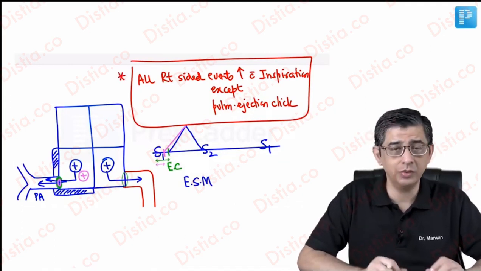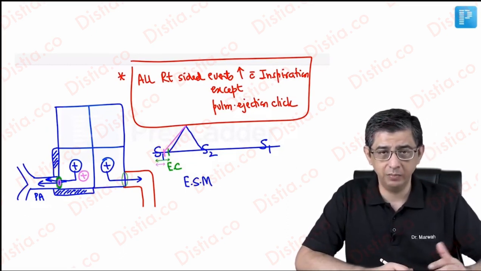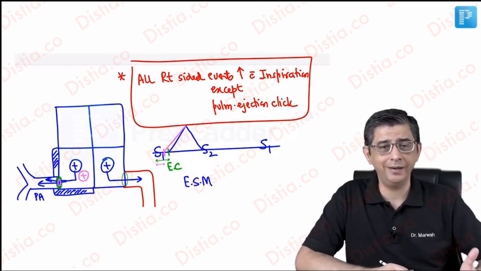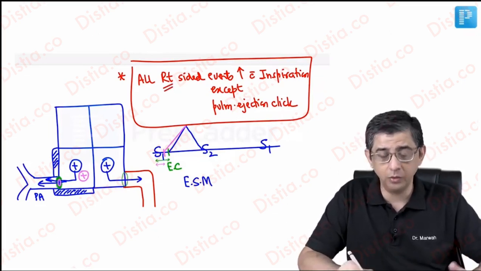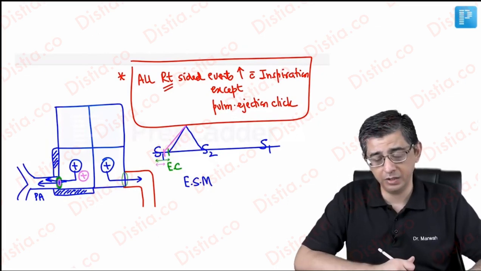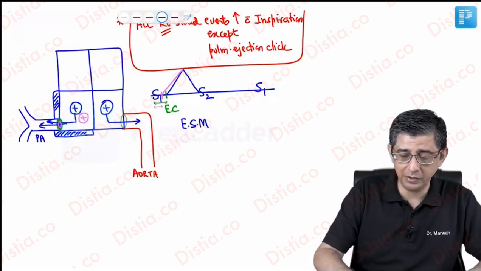I repeat it again so that this becomes a long-term memory for you. All sounds, or I would say murmurs per se, would be increasing in intensity with inspiration, especially with respect to the right side of the heart, but the only exception is going to be a pulmonary ejection click. Let's have a look at some more auscultatory findings for these patients.